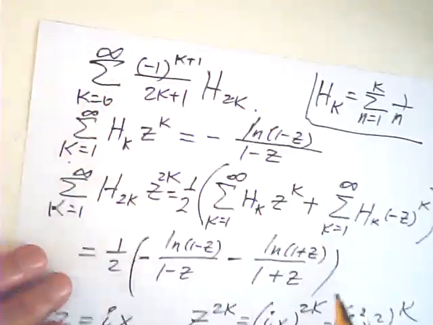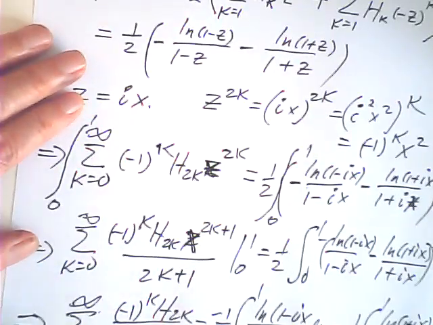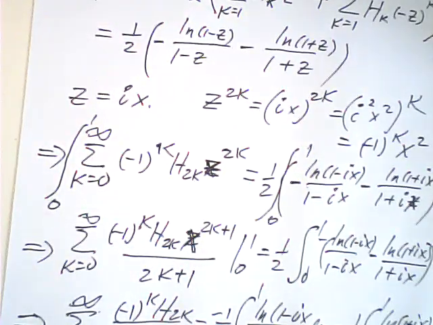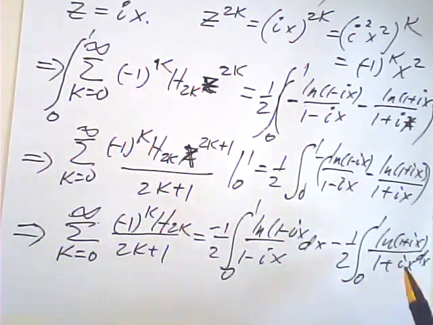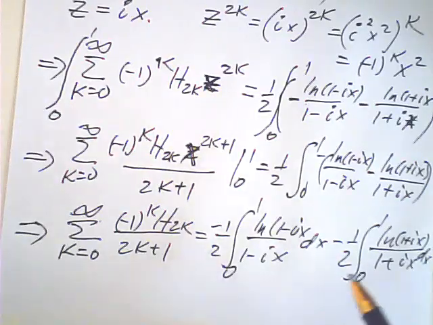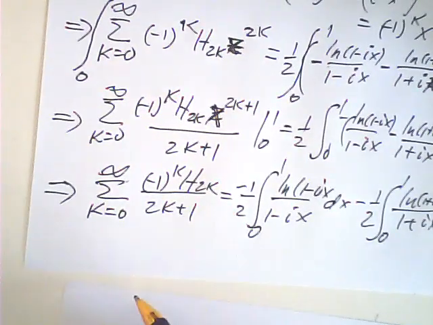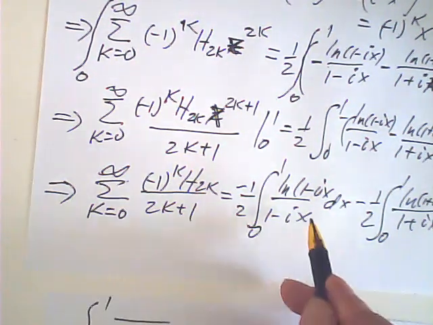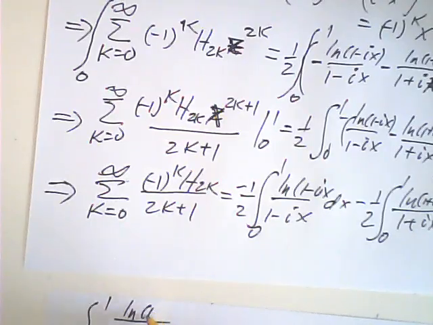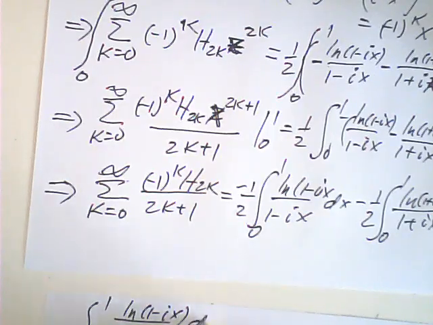Now that is everything we want. So we just need to integrate step by step. Okay, this one, then that one, and that one. So first, the integral of log(1 minus ix) over 1 minus ix dx.